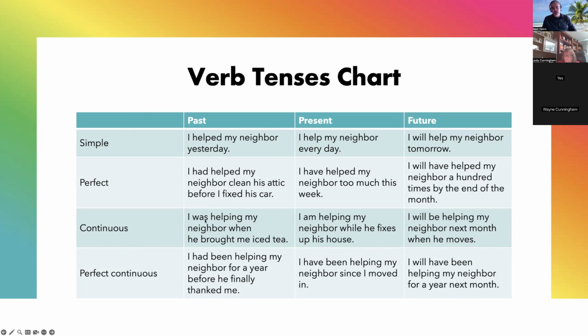Continuous, right? We recognize it by: I was helping my neighbor when he brought me iced tea. I am helping my neighbor while he fixes up his house. I will be helping my neighbor next month when he moves. So again, was helping, am helping, will be helping. And then perfect continuous, that combination: I had been helping my neighbor for a year before he finally thanked me. I have been helping my neighbor since I moved in. I will have been helping my neighbor for a year next month. So again, it's I had been helping, I have been helping, I will have been helping.